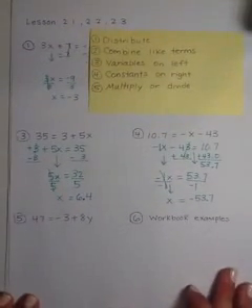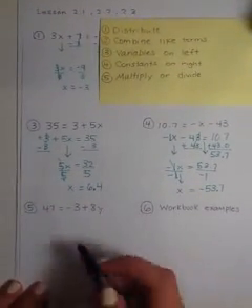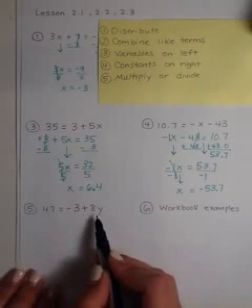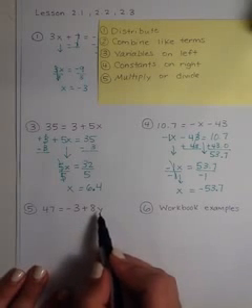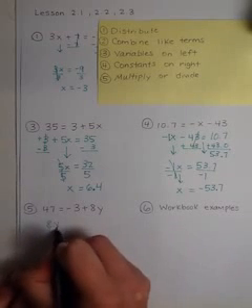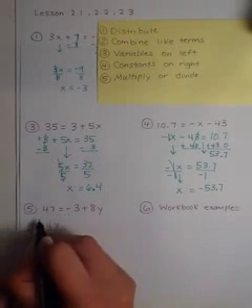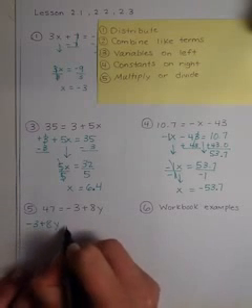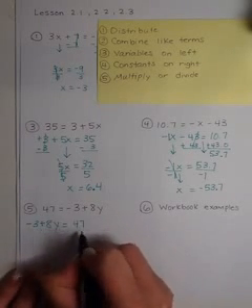Now, example 5. 47 equals negative 3 plus 8y. Same thing. Variables on the right side and you get on the left. I'm going to just go ahead and flip this. I'm sorry, I should have put that negative 3 in front. Negative 3 plus 8y equals 47.